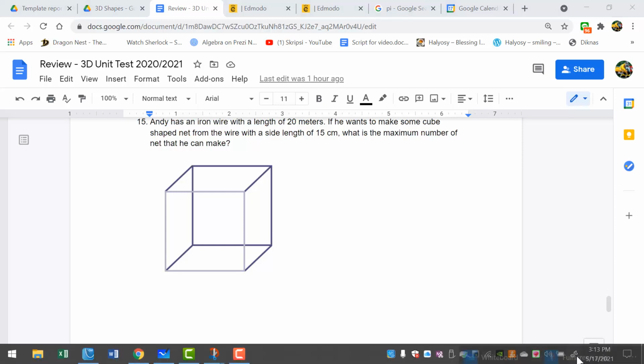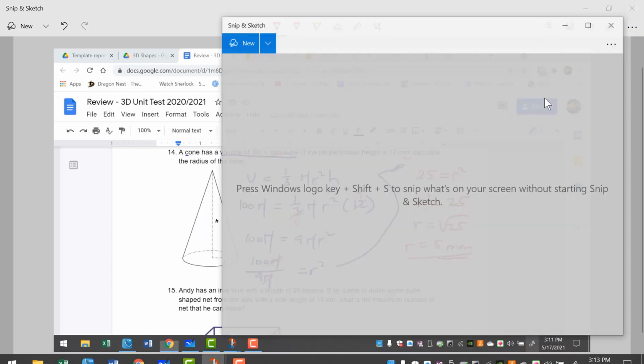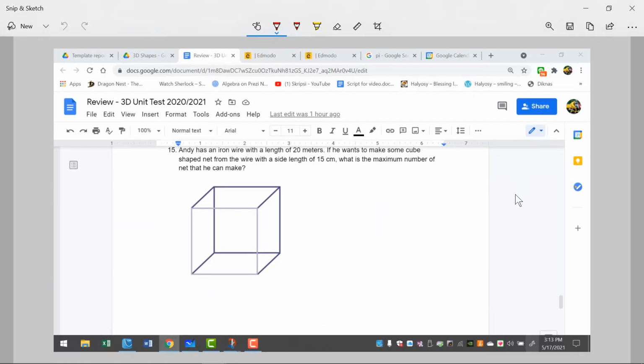So in here, guys, what you need to understand is that this is a net. We call it a net here. It's like inside that iron wire. It means that you're making only these parts, like this one and this one and this one and this one, right? Because it's a wire. So the first thing you need to do is find out how many pieces of wire you need to make one cube with a side length of 15 centimeters. So how many 15s are there in a cube?